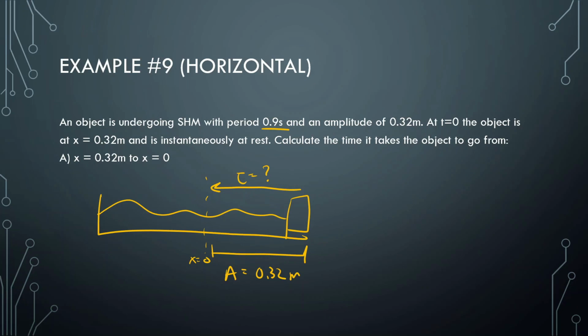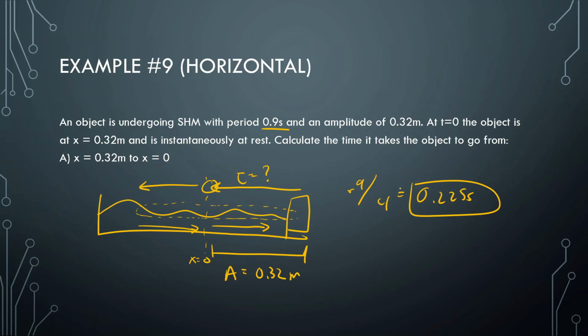So let's think a little bit about what the period is. The period means it's going from here all the way to the other amplitude, the negative amplitude, all the way back to the equilibrium, and then back to where it started. That would be the period. So what this time is going to be equal to, we're pretty much going to be doing this 4 times. So if 0.9 is the period, from here to here, that is going to be 0.9 divided by 4. And 0.9 divided by 4 is going to give us 0.225 seconds.